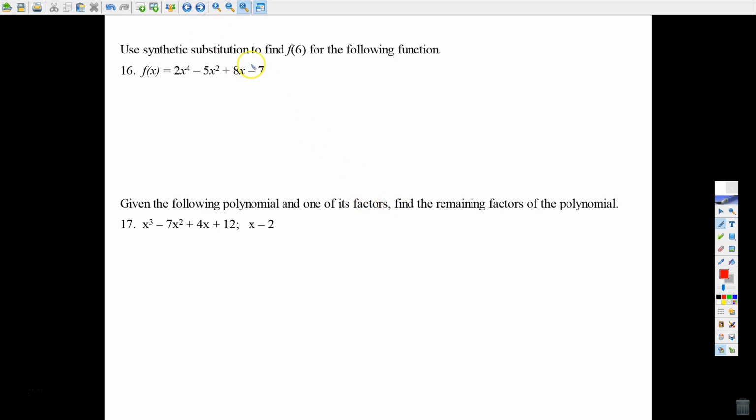Number 16 says use synthetic substitution to find f of 6. Well, we used to do f of 6 like this, just to make a connection to the old days, and you probably want to grab your calculator and get that answer. So that's what f of 6 means. But when we use synthetic substitution, it means this. We're going to use synthetic division basically. And so I use the coefficients 2. Notice I've skipped over the x cubed term, so I'm going to plug in a 0, -5, 8, -7.